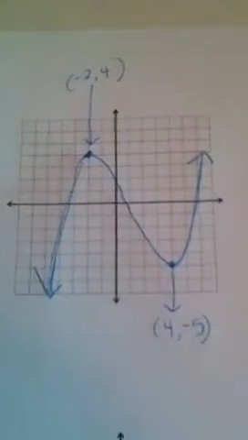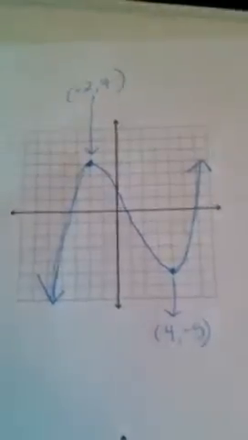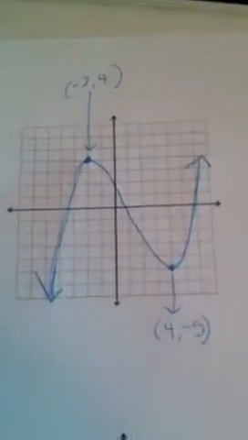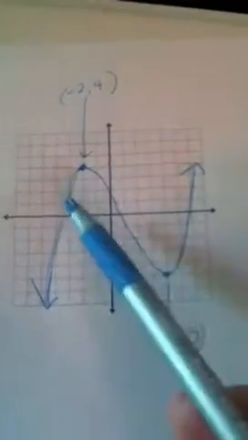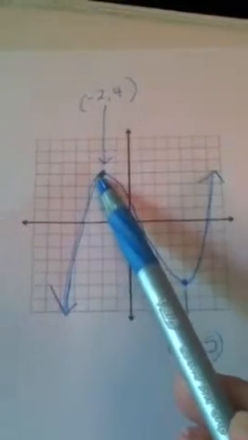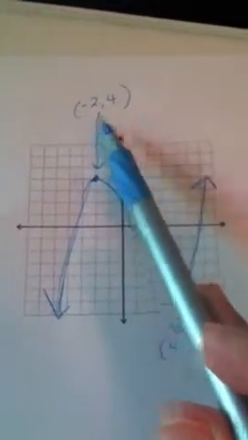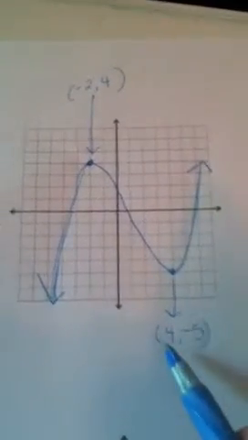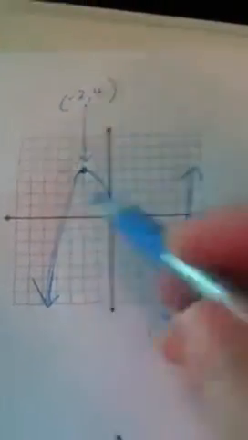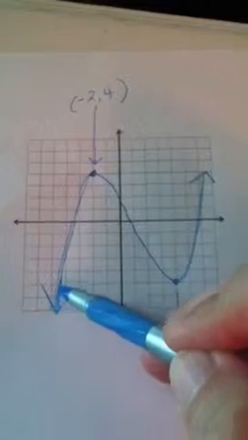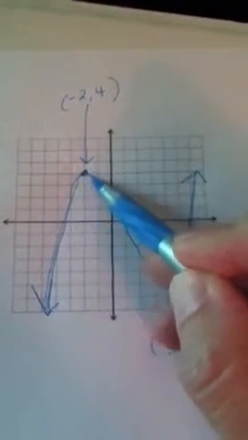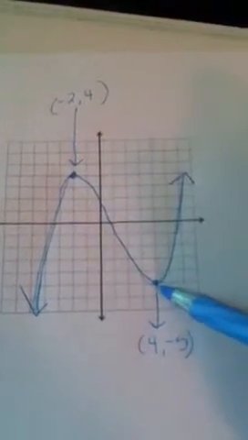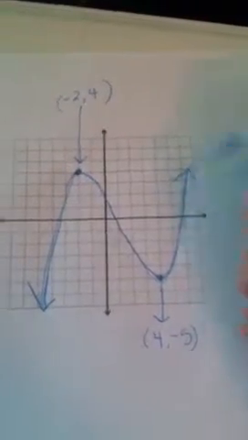Okay, today we're going to talk about increasing and decreasing intervals. In this graph, we are given the graph and we have the maximum value identified, (-2, 4), and a minimum value identified as (4, -5). If you trace along your graph, this is increasing, this is decreasing, this is increasing.